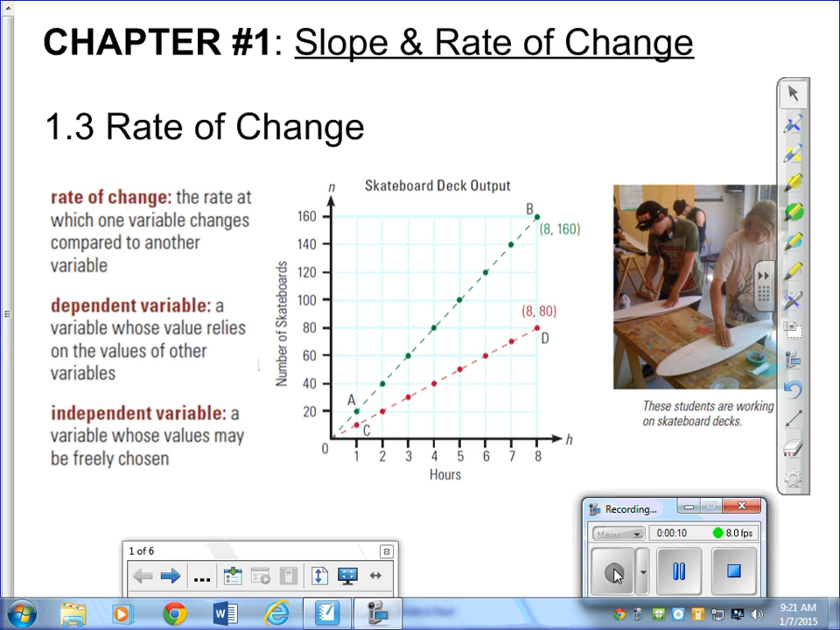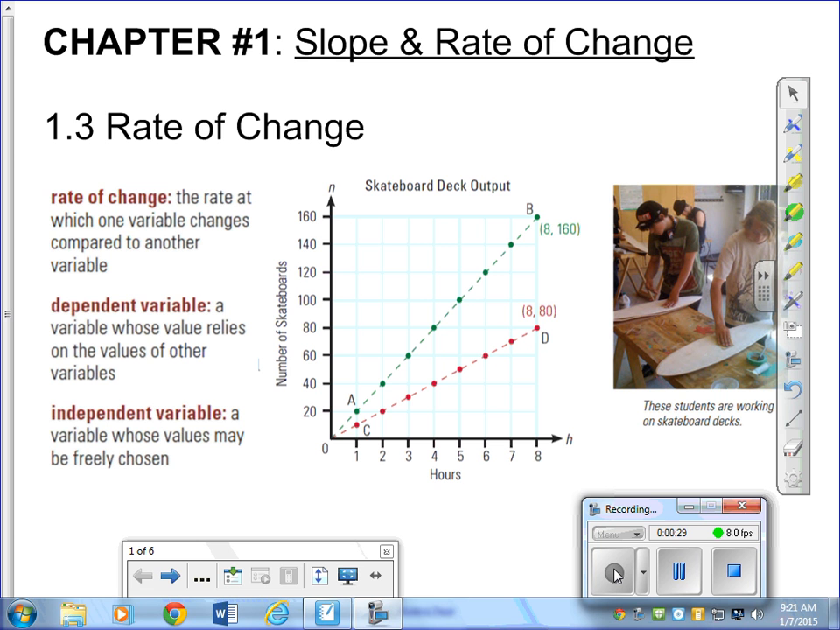Today we're going to look at the same topic just from a slightly different slant. We're going to look at slope, and slope is a rate of change. And we're going to look more specifically at different situations where that applies. You can see on the page right now there's a graph of skateboard deck output.